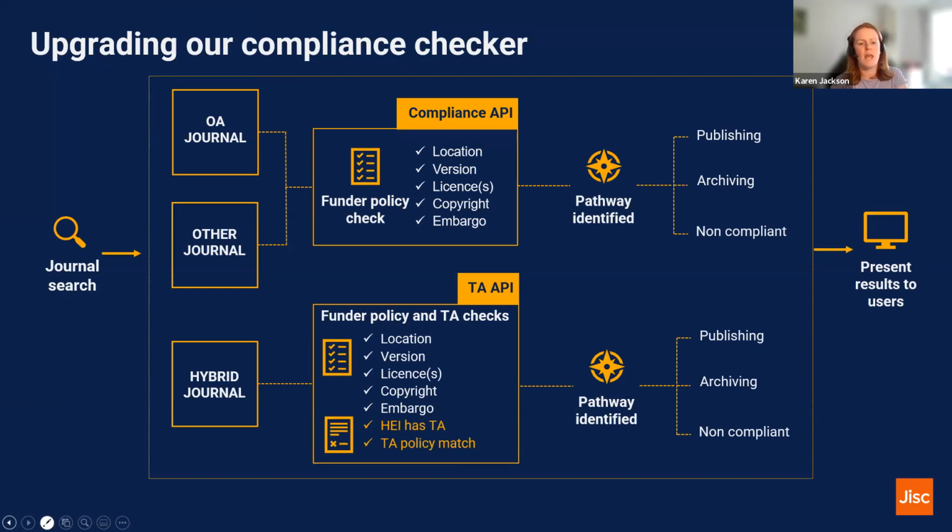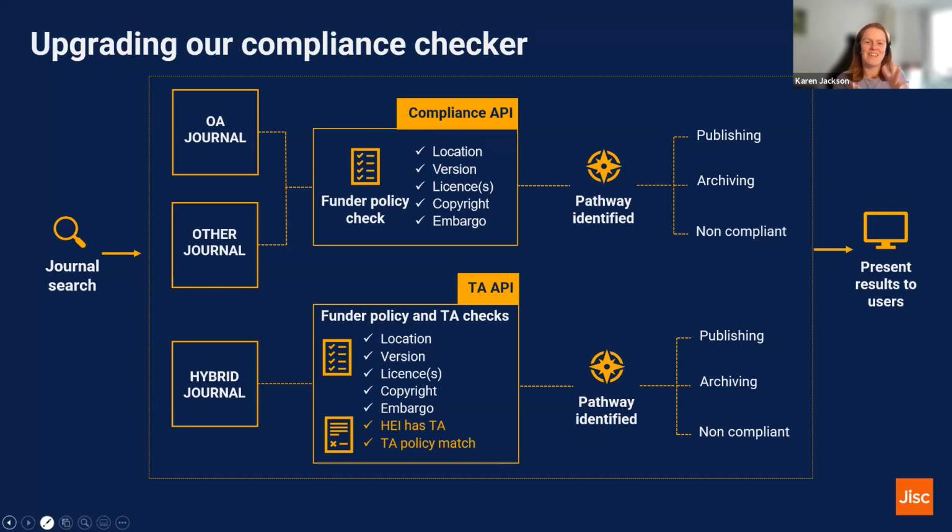And then very similarly, on the bottom level of that diagram, you've got the process for hybrid journals, which is much the same, except it also includes a check as to whether there is a transitional agreement in place, whether the university of the author has signed up to that transitional agreement, and whether the policy of the agreement matches the requirements of the funder and the journal.